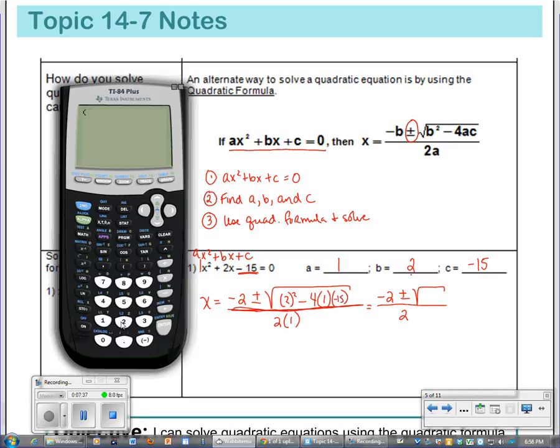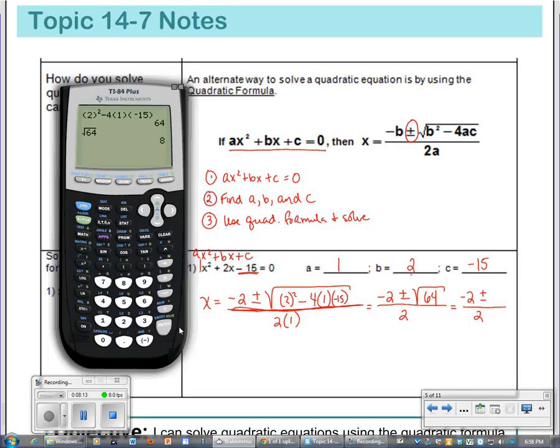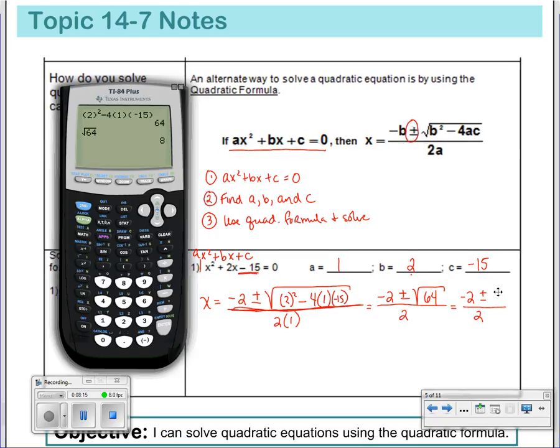So start off with parentheses because I substituted. So parentheses, 2 squared, minus 4 parenthesis 1, close it off. Open parenthesis negative 15, and then close it off. We're going to press enter. This is everything that's underneath the radical. And we see that that number is 64. Now that I have simplified it to a number, now I'm going to see, can I take the square root of 64? So I'll do square root 64, press enter. In this case, I can. It comes out to be 8.